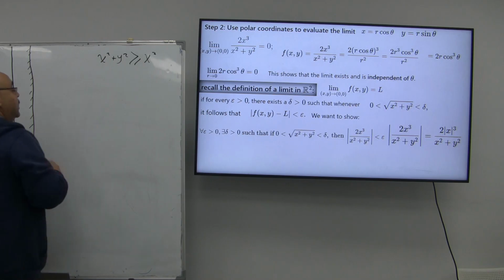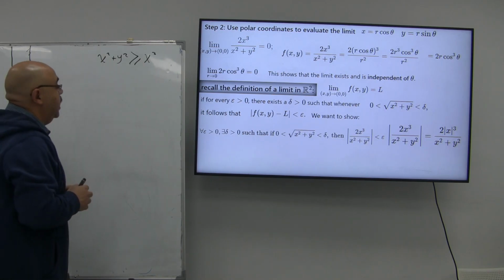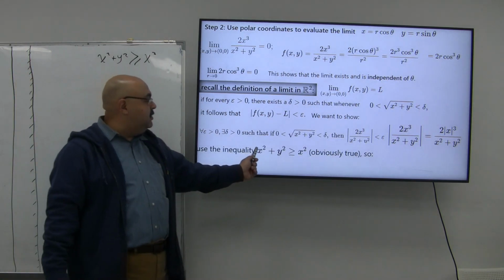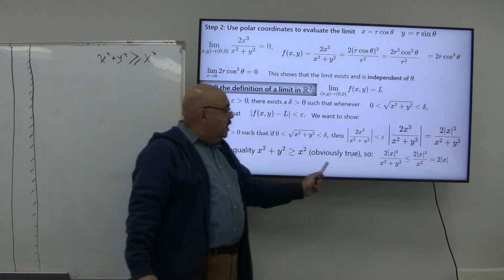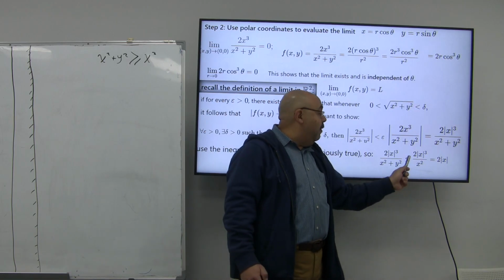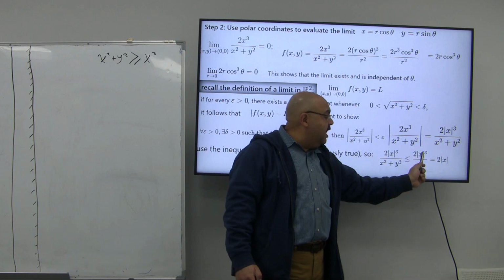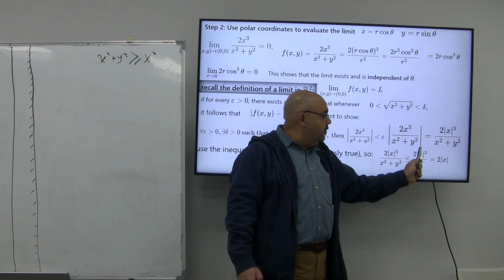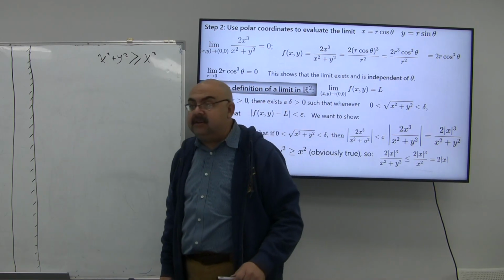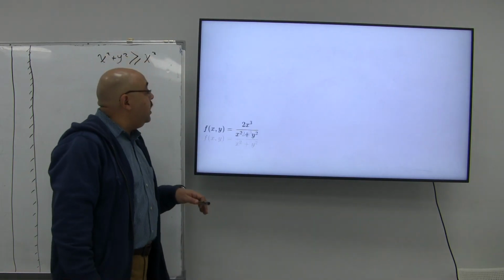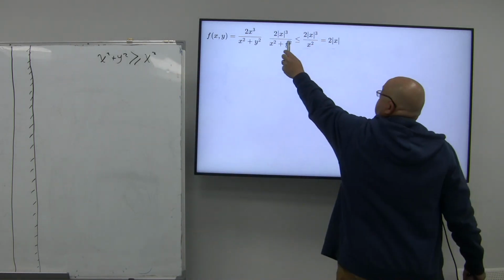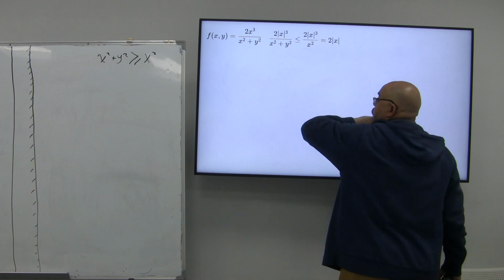That means if I decrease the denominator, the value will be much bigger. So taking advantage of this fact, 2x cubed over x squared plus y squared is less than or equal to 2x cubed over x squared. Now I have the inequality. I can simplify 2x cubed over x squared, and we will have 2 times the absolute value of x. This is the fact that we just reached: the value of your kernel is less than 2 times the absolute value of x.